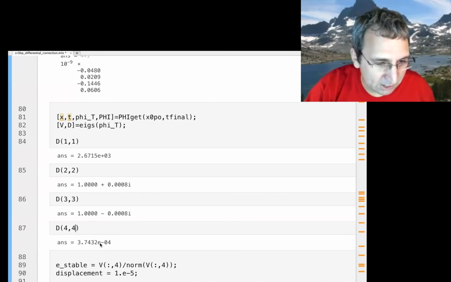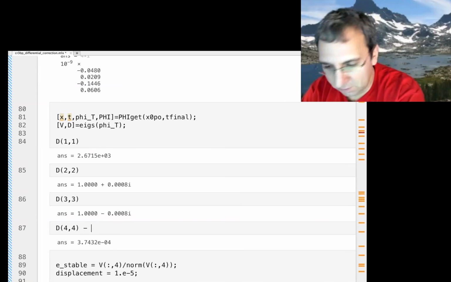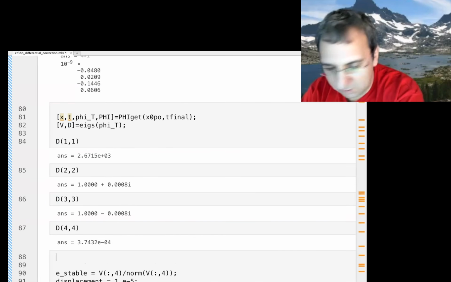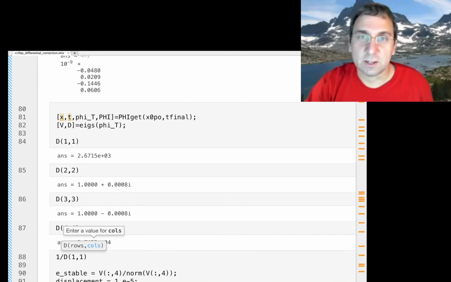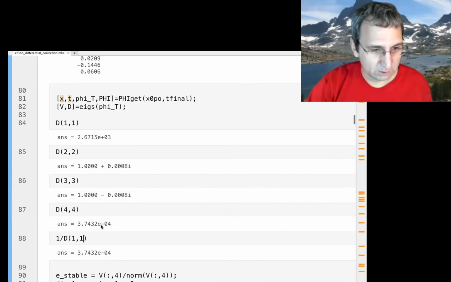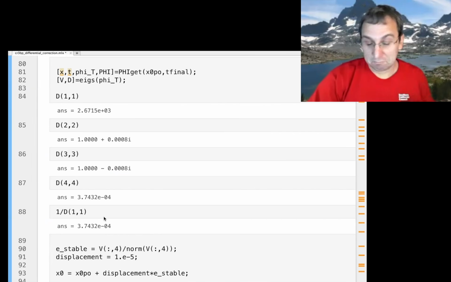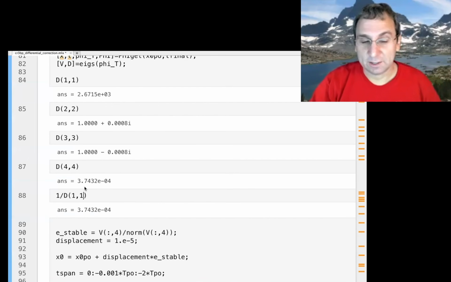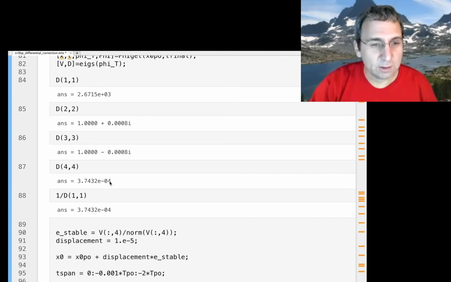And then this number down here is actually equal to, if I were to subtract 1 over D, well, let me just do 1 divided by D1,1. You can see that they should be very close to the same. Yeah, it is. So these aren't all independent. They're related because the structure of the ODEs is Hamiltonian, and this is just something you get. You get things in pairs that are reciprocal. So the fourth one is the stable direction.